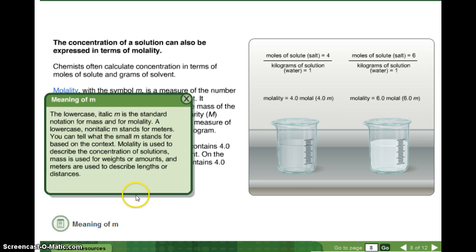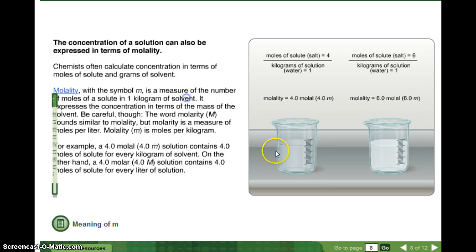The meaning of m. The lowercase italicized m is the standard notation for mass and for molality. A lowercase non-italic m stands for meters. You can tell what the small m stands for based on the context. Molality is used to describe the concentration of solutions. Mass is used for weights or amounts, and meters are used to describe lengths or distances.